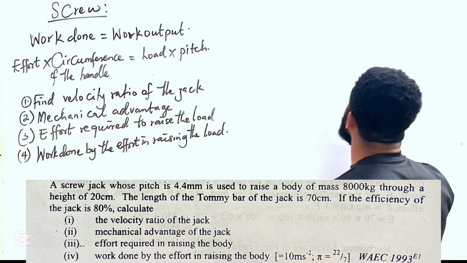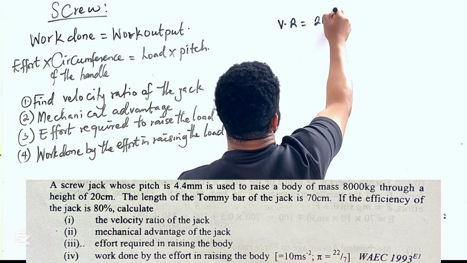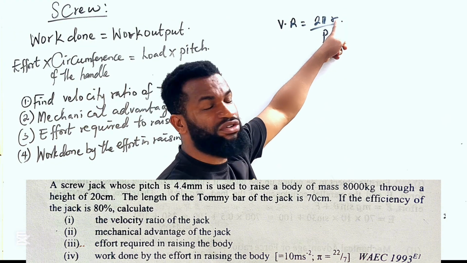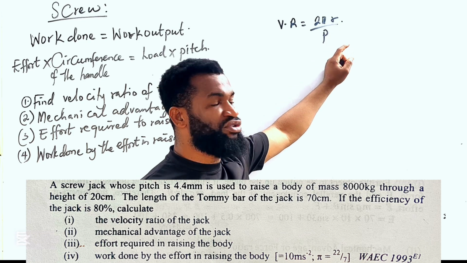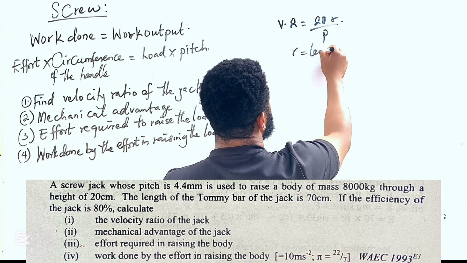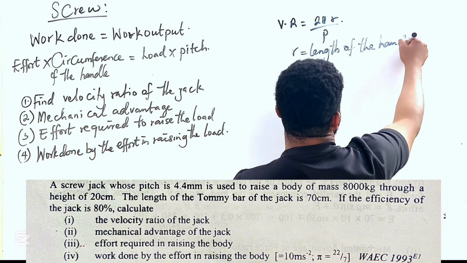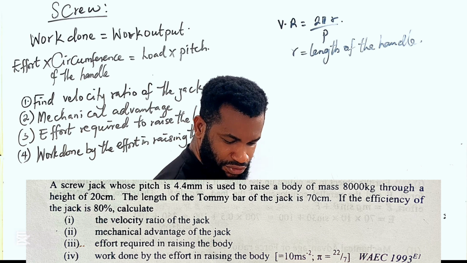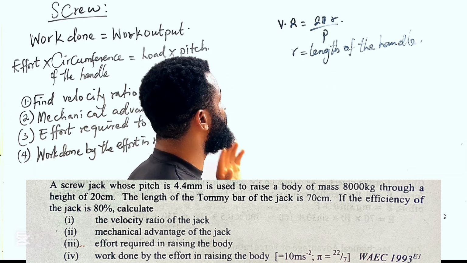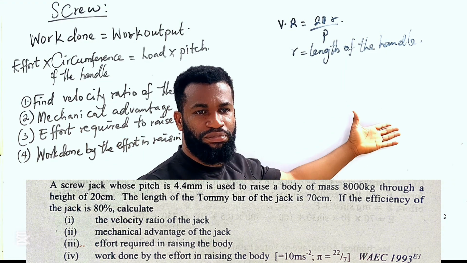So when we talk about velocity ratio, it is going to be equal to 2πr all over p. So what should be the r, the radius? You are not going to see the radius, but you are going to see the length of the handle. Therefore, r is equal to the length of the handle. So that is how it will come. These are the things I want you to know before we start our calculation, and a few other things I'm going to be telling us as we proceed with the solution.